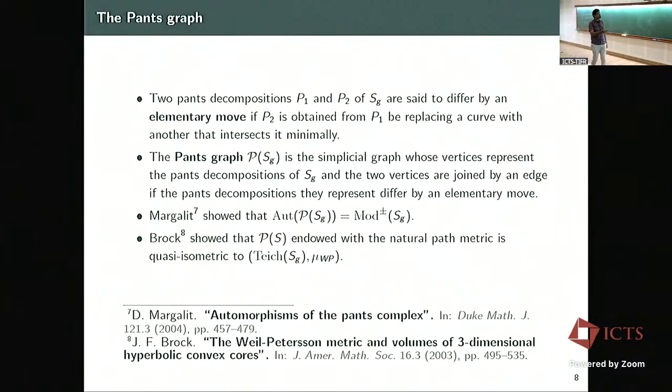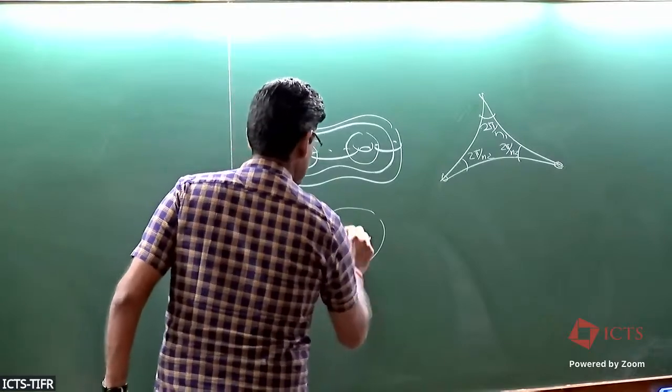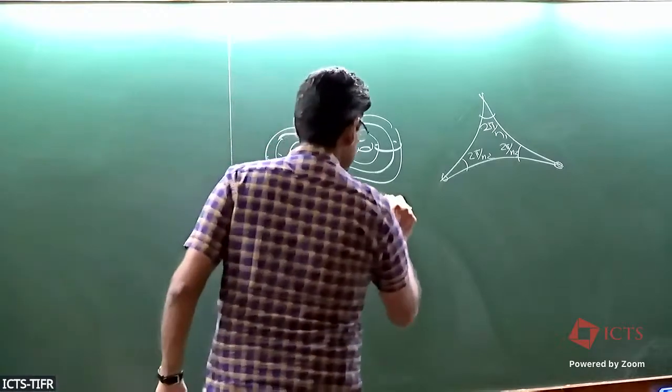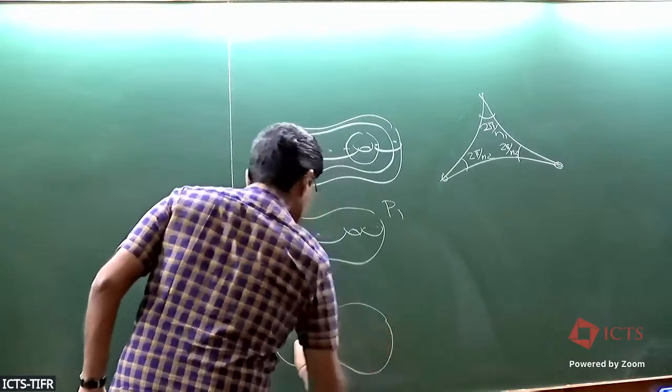They are said to differ by an elementary move if P2 is obtained from P1 by replacing a curve with another that intersects it minimally. So for example, let me draw it here. This is a pants decomposition. Let me call this P1, right? And I give you another pants decomposition here.